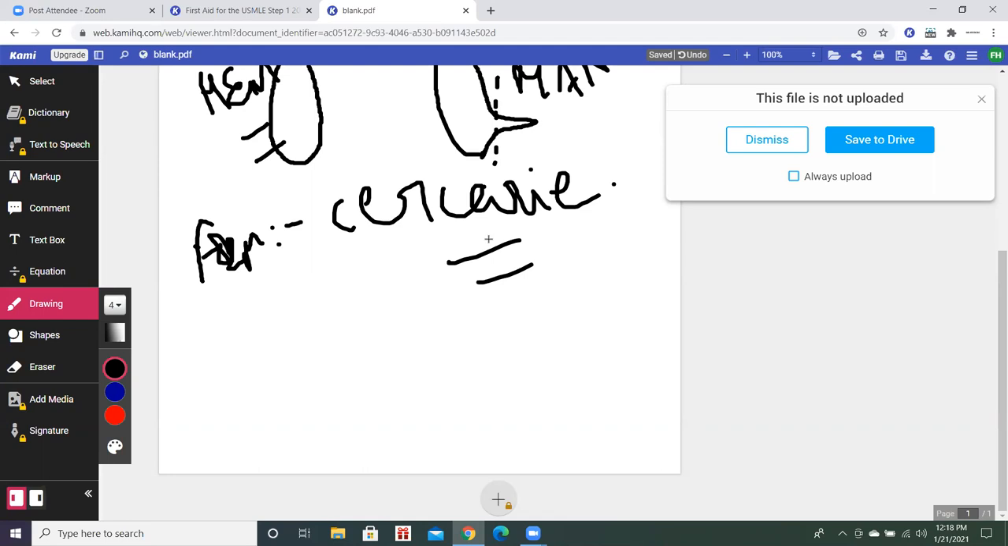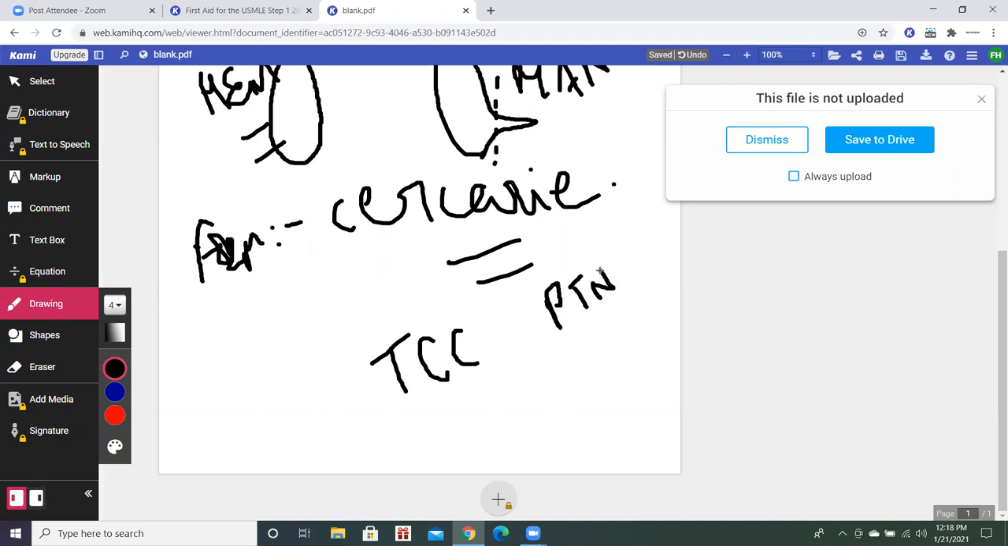the bladder, right? When it enters the bladder, especially the Schistosoma haematobium, this will cause transitional cell carcinoma of the bladder. And they can also travel to the lungs and cause pulmonary hypertension. That is for Schistosoma haematobium.